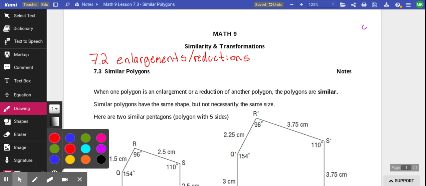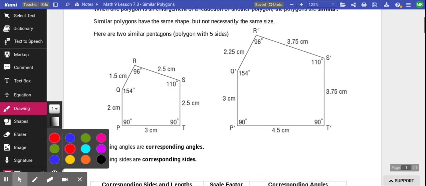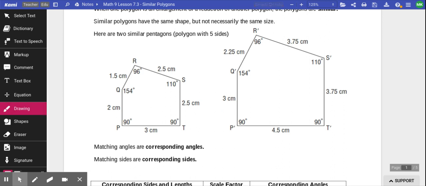Similar polygons means that you have two shapes that are the same, but they are bigger or smaller. And they've gotten bigger or smaller in the same ratio or the same scale. So, for instance, if you look at these two shapes, they're similar shapes because their angles haven't changed. That means that the side lengths have all grown at the same ratio.